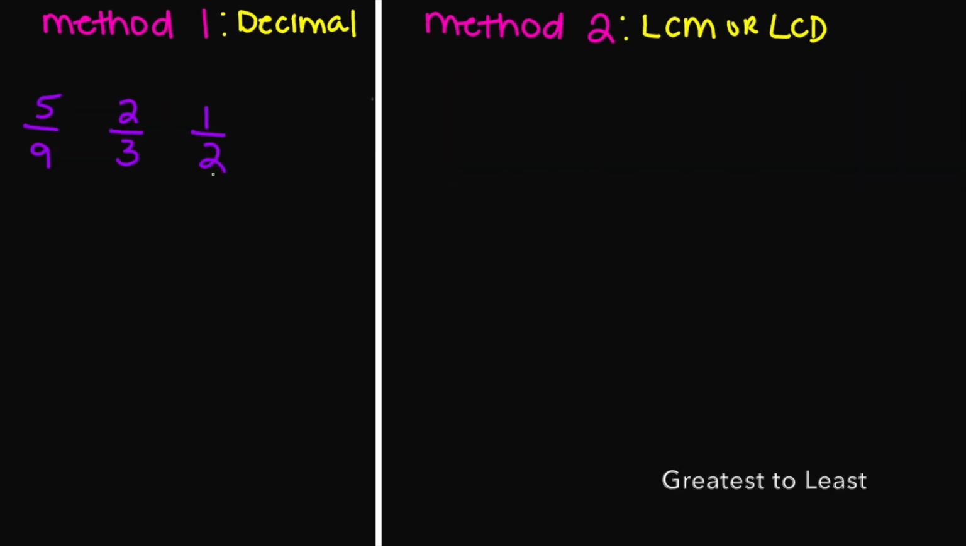Let's look at this example here. So now let's list our fractions from greatest to least. So we're going from the largest fraction to the smallest fraction. So if I turn my 5 over 9 into a decimal, you're going to get 0.555 repeated. If you turn your 2 over 3 into a decimal, you're going to get 0.66 repeating. 1 over 2 into a decimal is going to be 0.5.